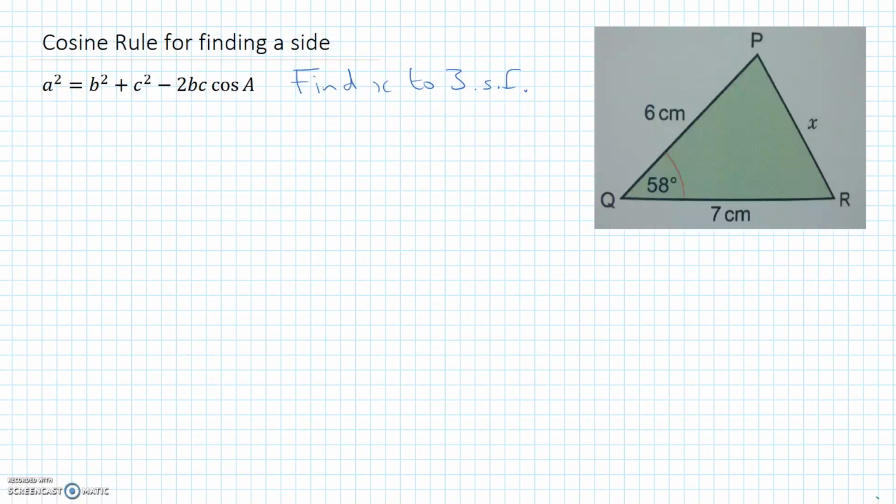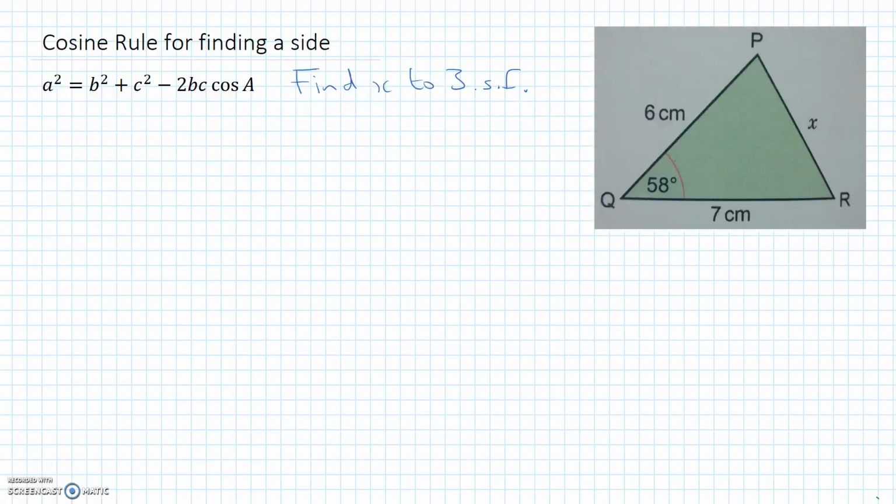Okay, so we're going to use the cosine rule for finding the length of a side in a non-right angled triangle. And when can we do that? Well, we can use the cosine rule to find a side if we know an angle and the two sides that surround it. So two sides and an enclosed angle, which we know here. We know the 6 centimeters, the 7 centimeters, and the enclosed angle is the 58 degrees.